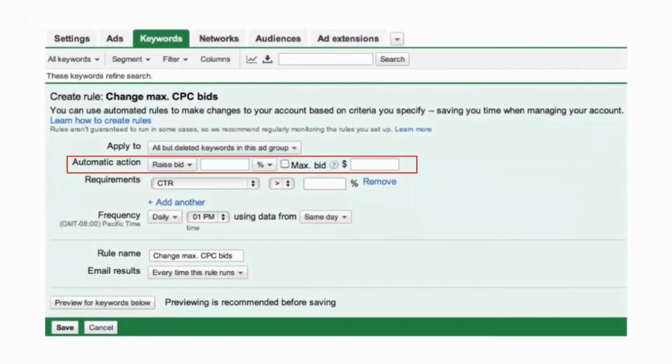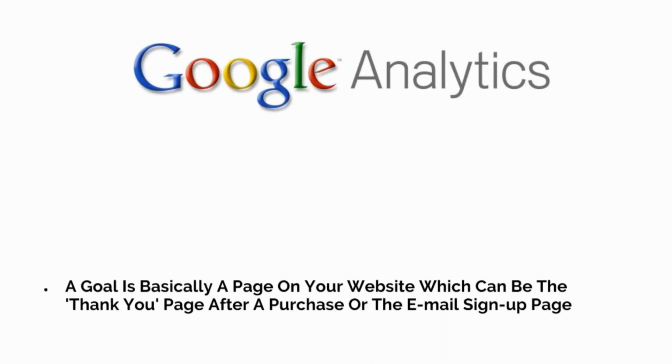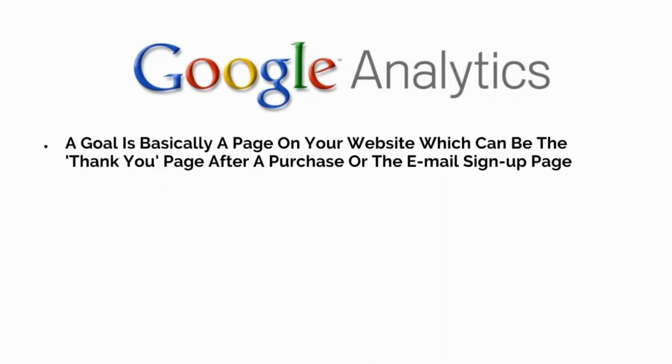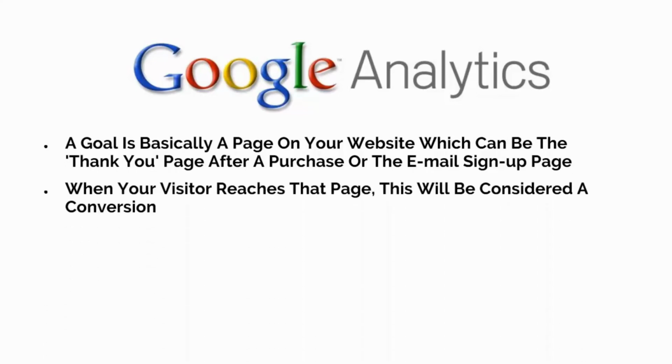With automated bidding, you're essentially telling Google to tweak how much you pay per click in order to gain you the maximum number of clicks. Or, in our case, we're going to tell Google to tweak the bidding automatically to get us the very best conversion rates. To do this, you'll need to set up a Google Analytics account, and then you'll need to set up a goal. A goal is basically a page on your website which can be the thank you page after a purchase or the email sign up page. When your visitor reaches that page, this will be considered a conversion.